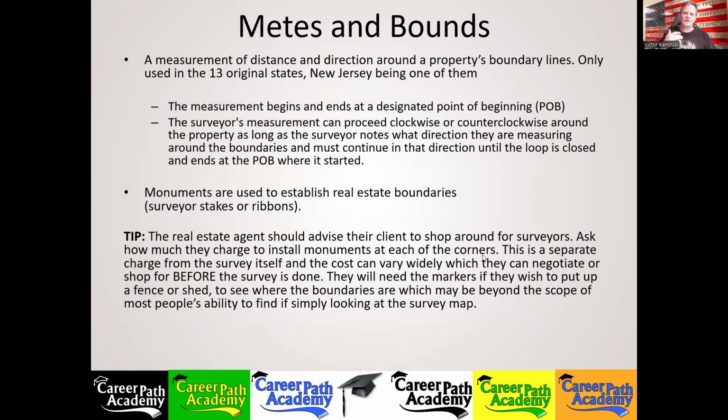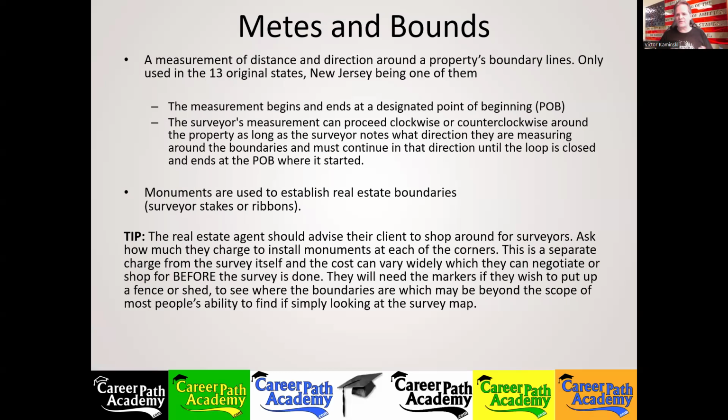Some of these surveyors charge as little as $50 per marker. Some of them charge well above that. I've seen them charge up to $450 per marker, which is just highway robbery. So ask how much they're charging to install the monuments at each of the corners of the property. And you should encourage the buyer to definitely get the survey.